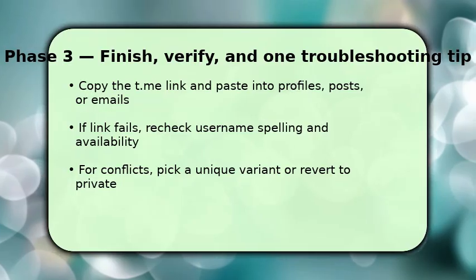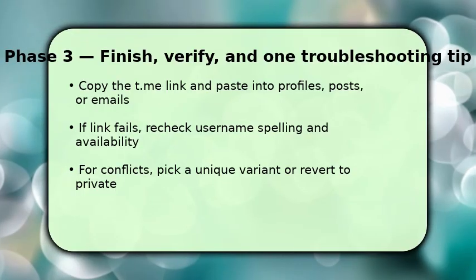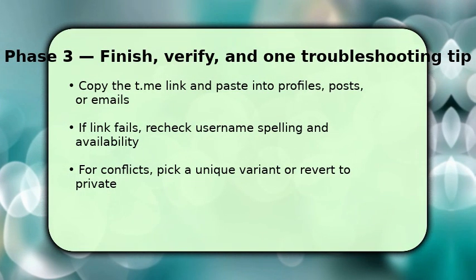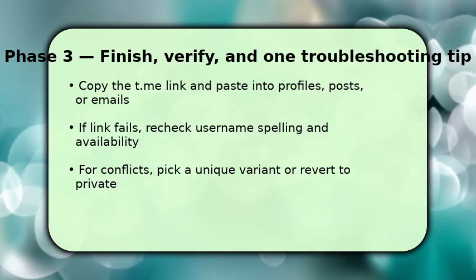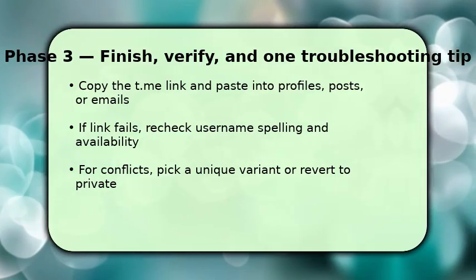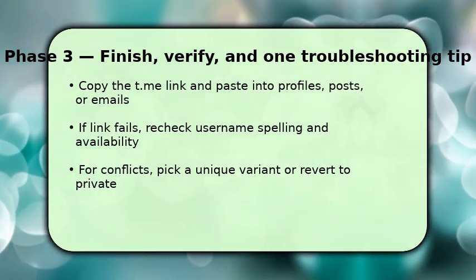After saving, copy the t.me/username link and place it where you want users to join: social profiles, websites, newsletters. It opens directly in Telegram. If someone reports the link doesn't work, first confirm the exact spelling and that the username wasn't changed or removed. If you encounter a conflict error when assigning a username, choose a different version.